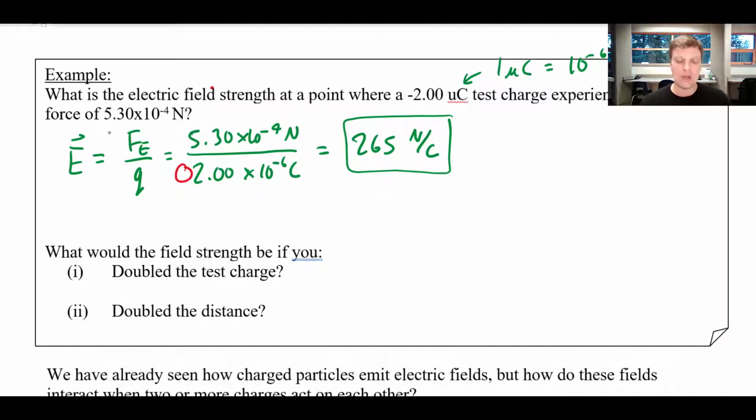That means that if you came along in that field at that point and you put a 1 coulomb charge there, it would experience 265 newtons of force, 265 newtons per coulomb. So what would happen to the field strength if you doubled the test charge? Well, if we doubled the test charge, then it would stay the same.